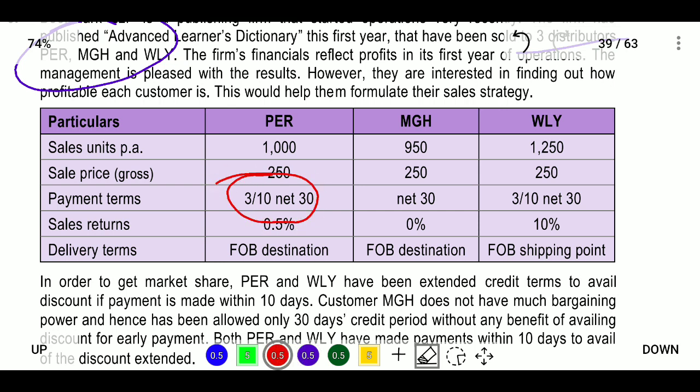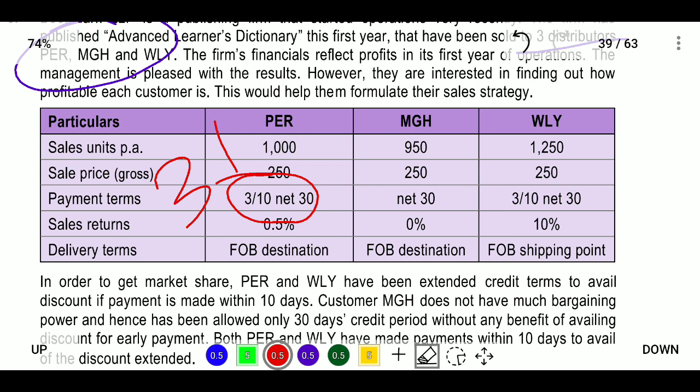What is meant by this? It means they provide a credit period of 30 days, and if you pay within 10 days, then we will give a 3% discount on sale price. So PAR and WLY have the discount, and MGH does not have any discount. Then we will see whether they paid within 10 days or not. If they paid within 10 days, they will get the discount.